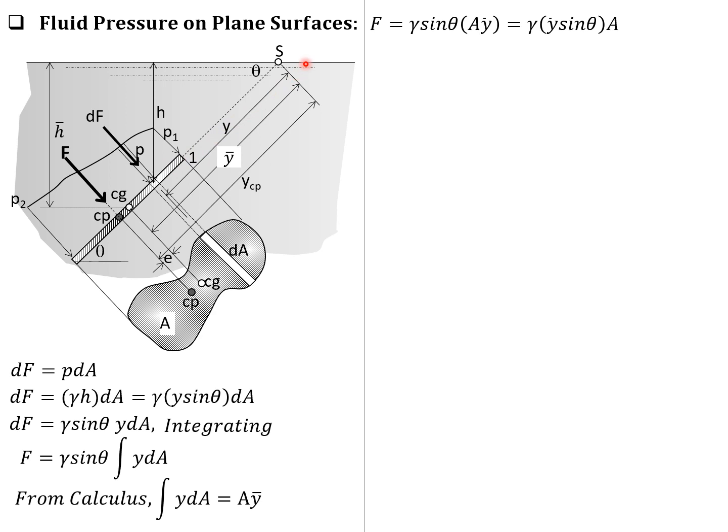The hypotenuse is ȳ. The opposite to theta is h̄. So therefore, ȳ sine theta is h̄. So we have F equals gamma h̄ times area.